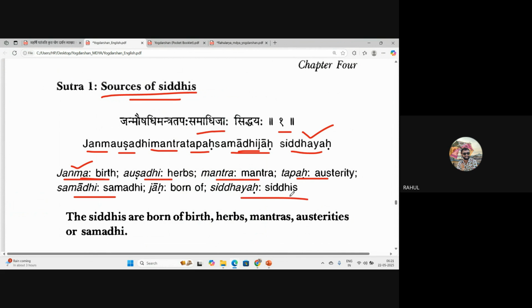Yeah, one of you, can you please conclude in short this sutra? Anyone?